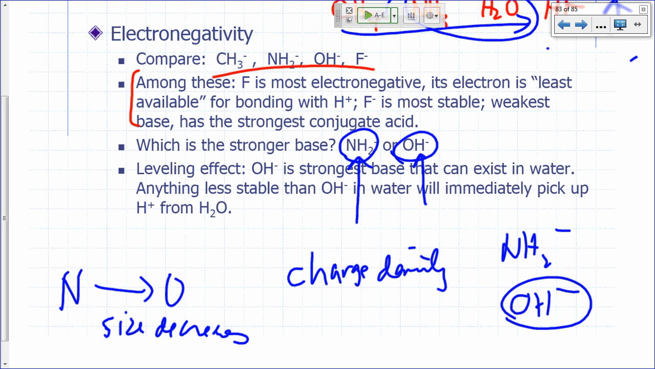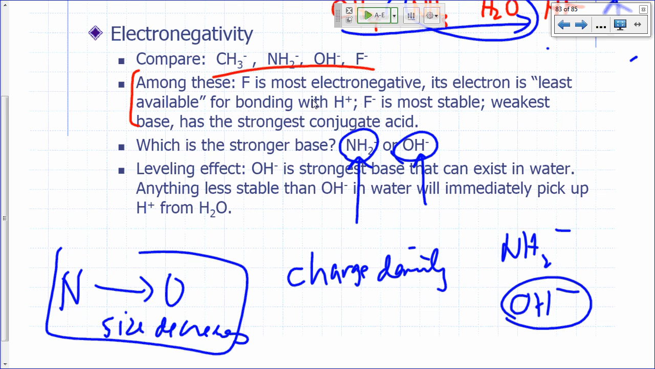It would have a higher charge density, right? It would be a less stable base. It's going to be a stronger base. That's the opposite. Okay. But if you just go by that trend, that is not necessarily true.